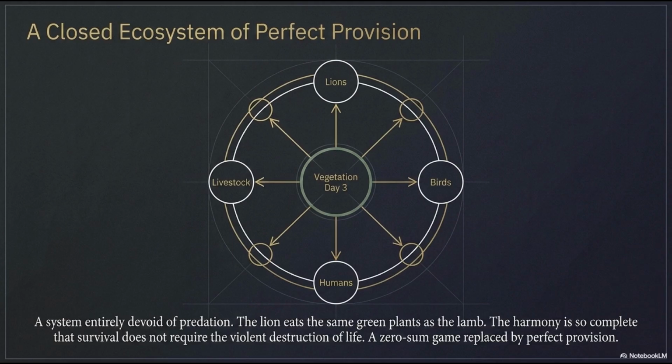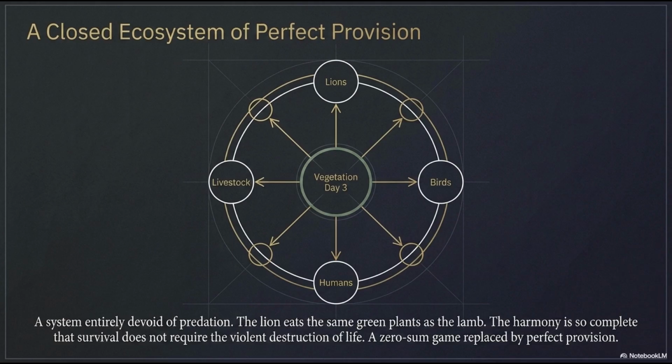Consider the implications of that for a moment. In a brutal ancient world where survival was a daily, violent struggle, the text posits an entirely vegetarian original system. It is a really profound literary choice. The author is describing a closed system of perfect provision. It's wild to think about. Think about how a standard food chain operates. It is inherently a zero-sum game. For the lion to survive, the lamb has to die. Life is sustained by the consumption of other life. Someone always gets eaten. Exactly.